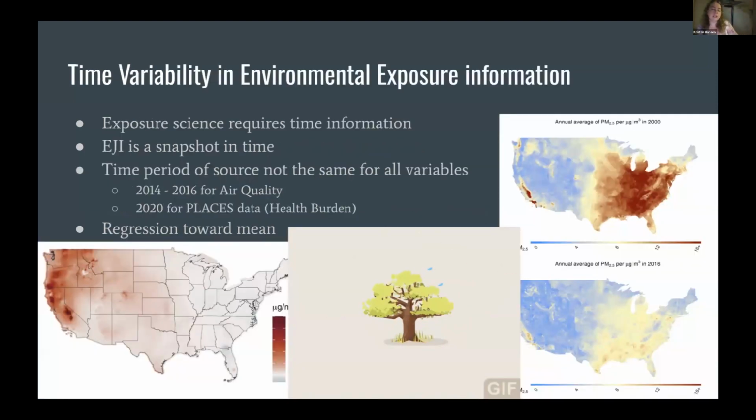And then in addition to the privacy concerns, I mentioned time variability. The goal of CLAD for the researchers on the end stage is to be able to do exposure science. But exposure science does require time information. EJI, as I said, is a snapshot in time. And because of the different time periods, we have to be careful about how we link in time.